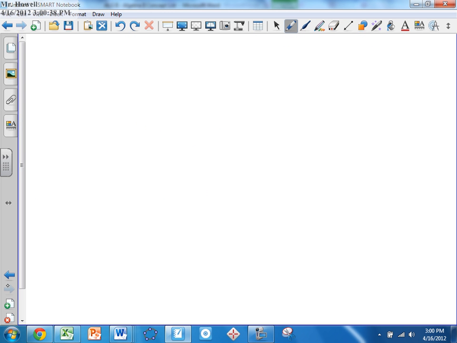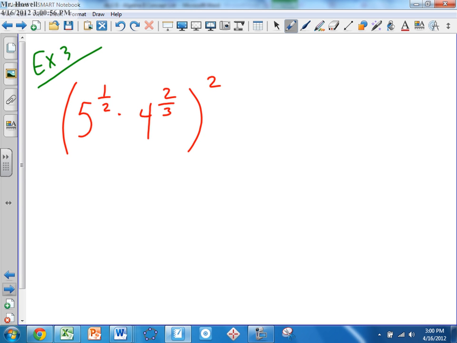All right, let's look at the third one. Let's take a look at this problem. Now, this is example 3. We're going to get through about 6 of them today and then another 6 or so tomorrow. So for a problem like this, what do you notice right away? What's one thing that sticks out to you?